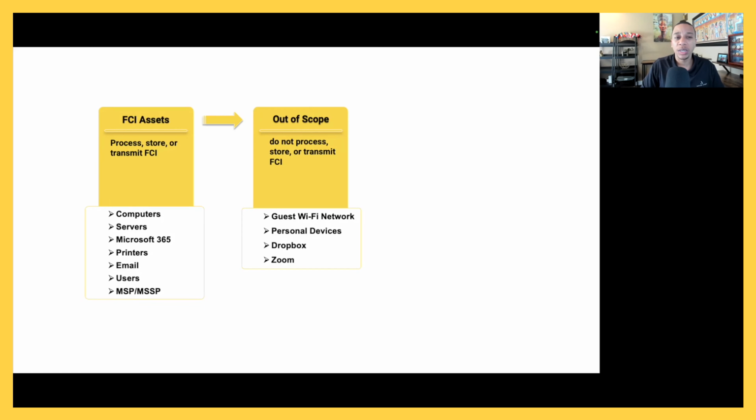Those are examples of assets that are out of scope. It always comes back to what's in scope. Is it processing, storing, or transmitting that FCI? The requirements follow the information, follow that sensitive information. In this context, follows the FCI. Wherever it goes, those 15 requirements follow.